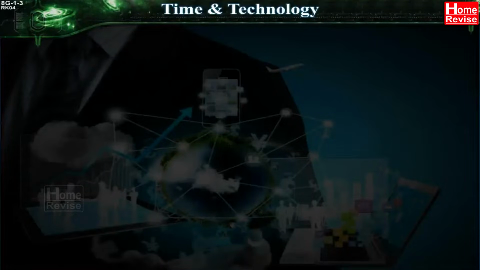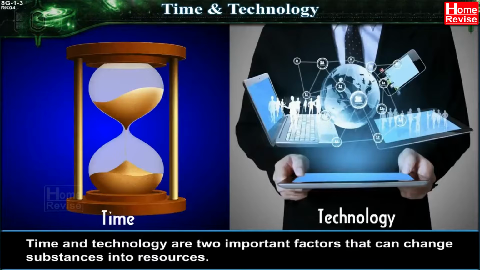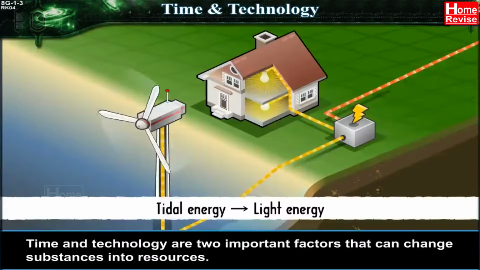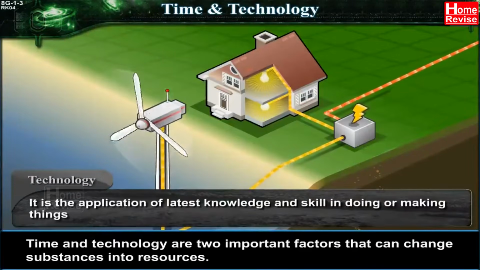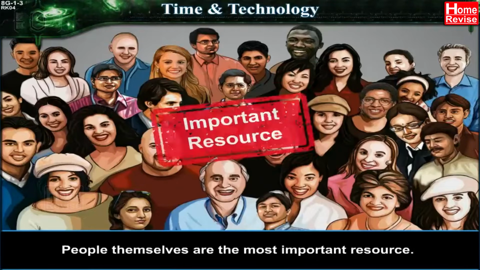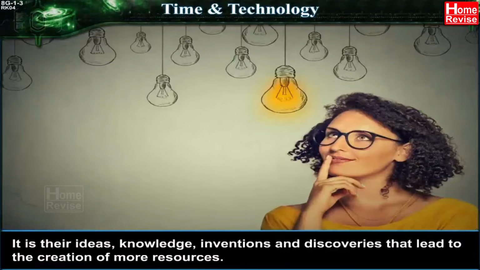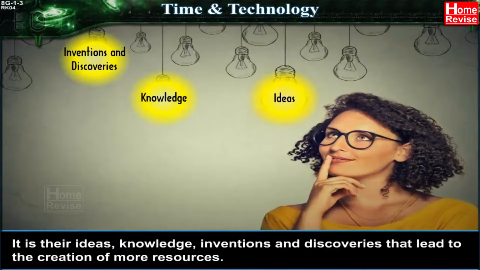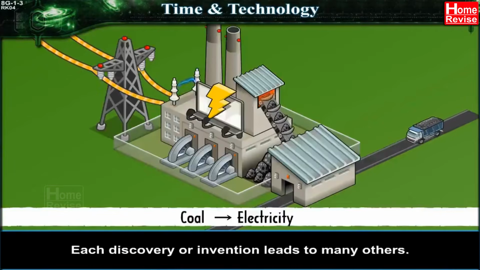Time and technology. Time and technology are two important factors that can change substances into resources. Technology means the application of latest knowledge and skill in doing or making things. Both are related to the needs of the people. People themselves are the most important resource. It is their ideas, knowledge, inventions, and discoveries that lead to the creation of more resources. Each discovery or invention leads to many others.